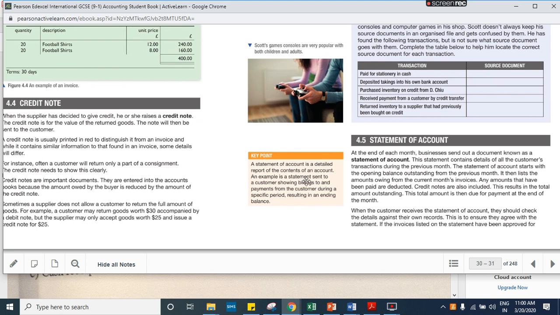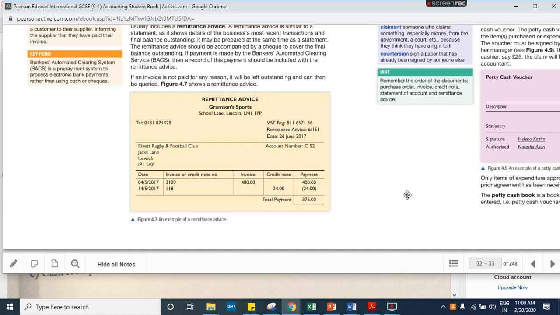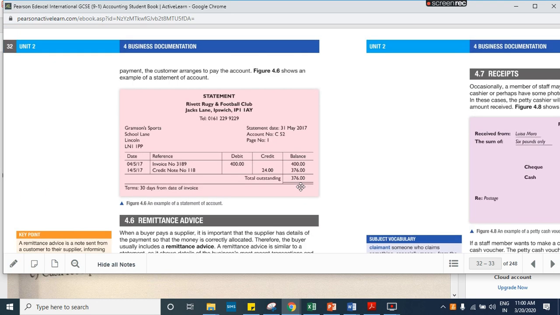A statement of account is a detailed report of the contents of an account. An example is a statement sent to the customer showing bills to and payments from the customer during a specific period, resulting in an ending balance. So a statement of account is basically sent to a customer, starting from how much the customer owes at the beginning of a month, and then how much of credit sales which has happened, any sales returns, any payments received from customers, any cash discounts provided. All these will reflect in a statement of account. This is an example of a statement of account which they had given.